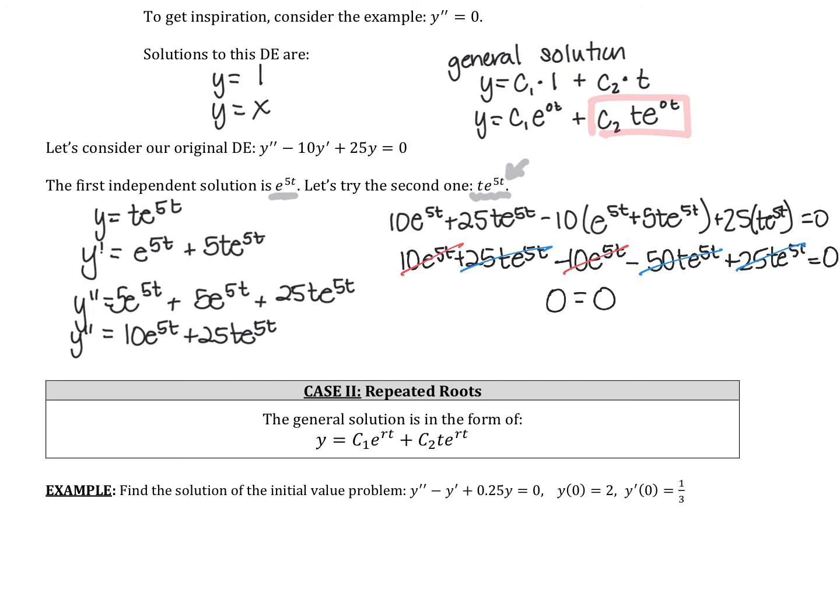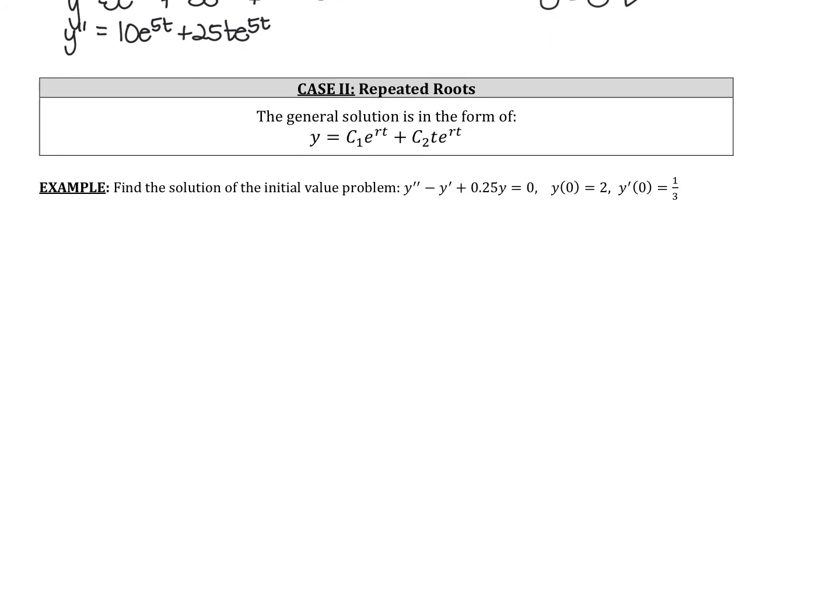So in the case where we have repeated roots, not distinct roots, but repeated roots, my general solution is going to be in the form of C1 e to the rt plus C2 t e to the rt. That's going to be my general solution to this problem. So why don't you take a second and try this next example and see what you get.